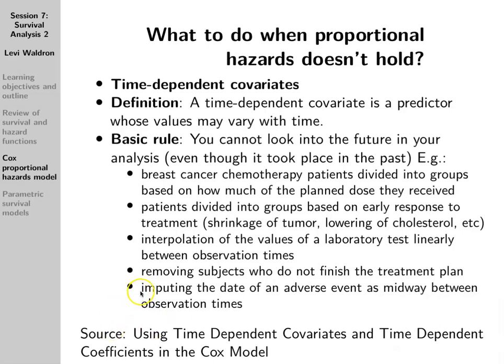And another one that sounds innocent enough, imputing the date of an adverse event is midway between observation times. Again, it's taking time at that midway point and borrowing information from the future. So there's a nice PDF about using time-dependent covariates and time-dependent coefficients in the Cox model. It's one of the help vignettes for the survival package.